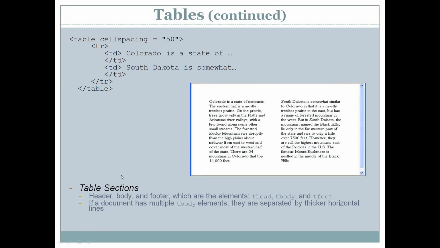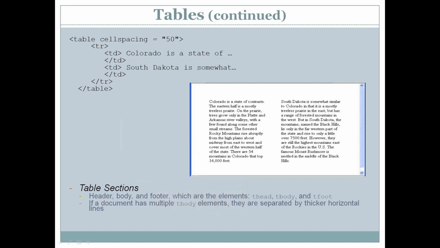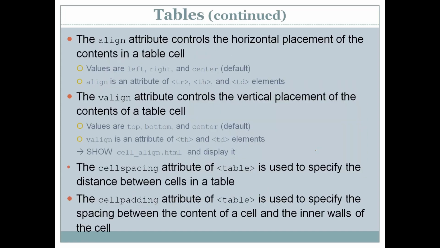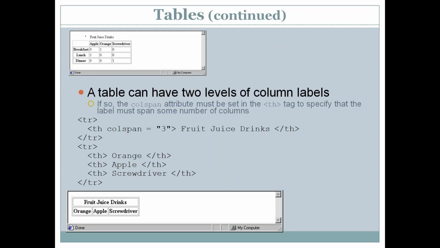We can even create some sections in the table. So we can have the header, the body, and the footer section in the table, which are the elements of T head, T body, and T foot. T head specifies the header, T body specifies the body, and T foot specifies the footer. Suppose this was a table. I will take the other examples. Consider this was a table.